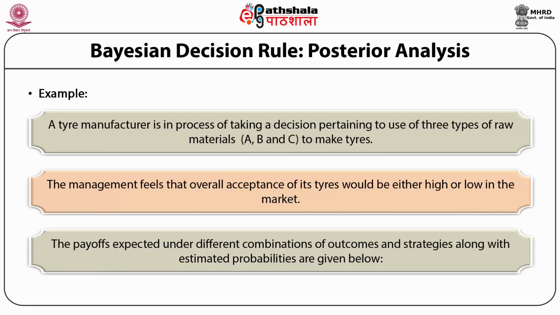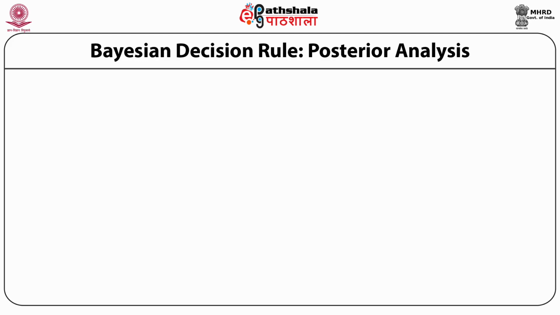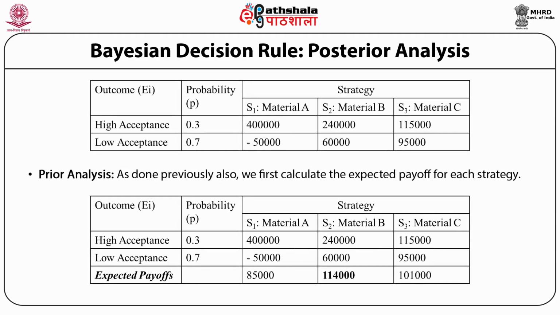The payoffs expected under different combinations of outcomes and strategies, along with estimated probabilities, are given below. So in this table you can see there are two outcomes, high acceptance and low acceptance, and the probability of high acceptance is 0.3, low acceptance equal to 0.7, and you are also given the payoffs for different strategies or different types of the materials.